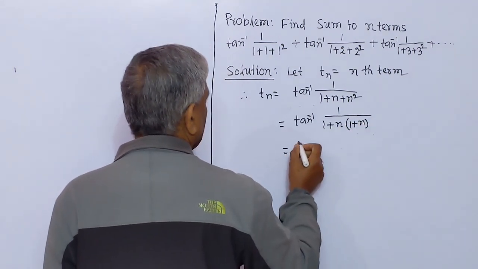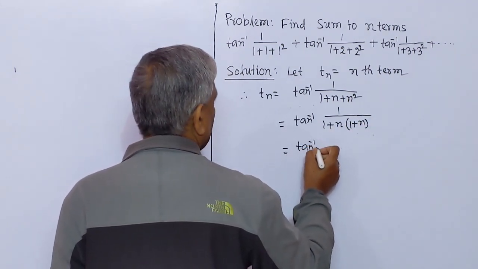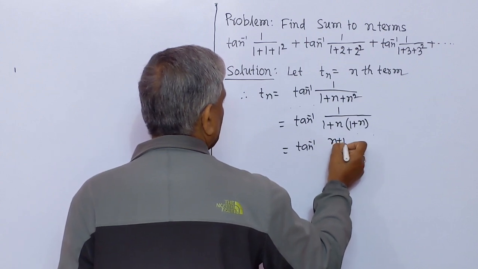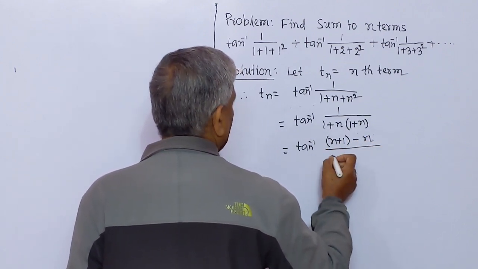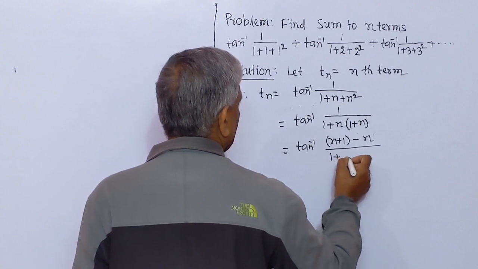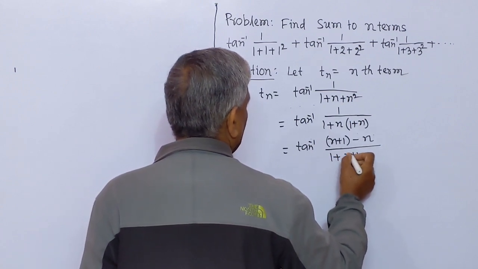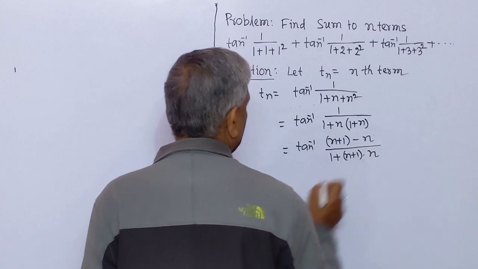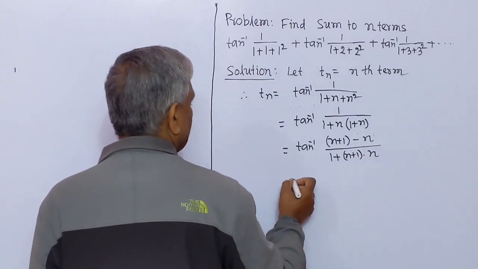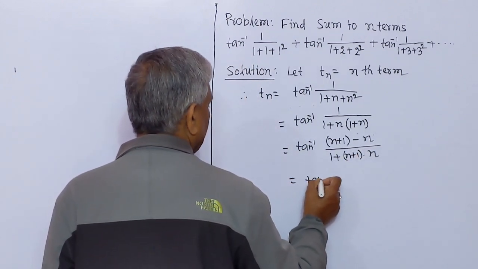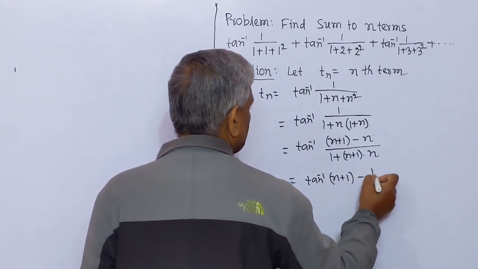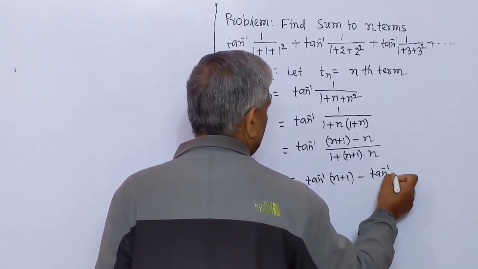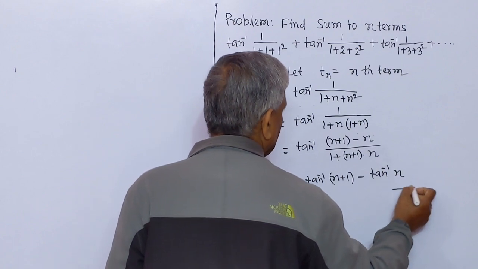We may write this as tan inverse of n plus 1 minus n by 1 plus n plus 1 into n. We may write this as tan inverse n plus 1 minus tan inverse n. Let this be number 1.